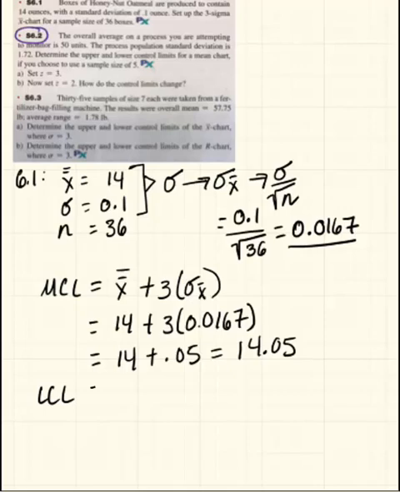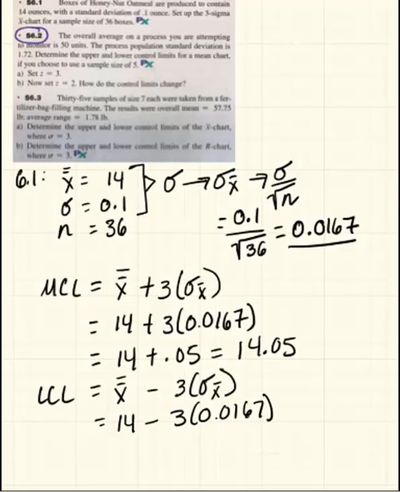And then our lower control limit is going to be calculated similarly, but it's minus 3 times the standard deviation of x bar, of the sample standard deviation. So we'll have 14 minus 3 times 0.0167. So ostensibly it's going to be 14 minus 0.05, and it should give us 13.95.